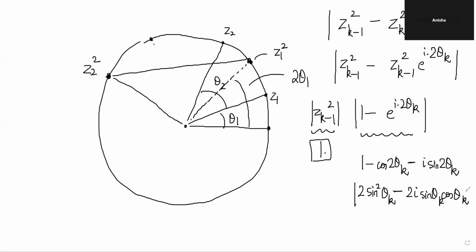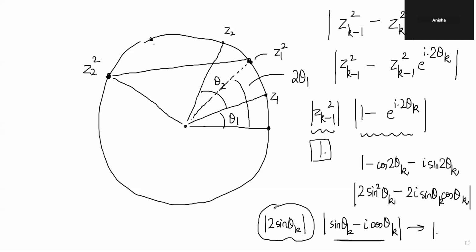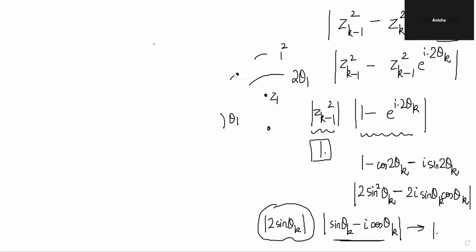Take common, you'll get 2 sine theta k common, and you have sine theta k minus I cos theta k. This mod is clearly 1, right? So the modulus here is this much. We know that this is equal to mod of 2 sine theta k. We have to do the sum of all of these mods and find an inequality on that.